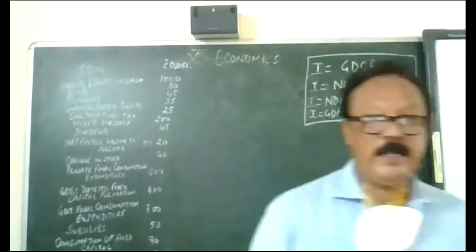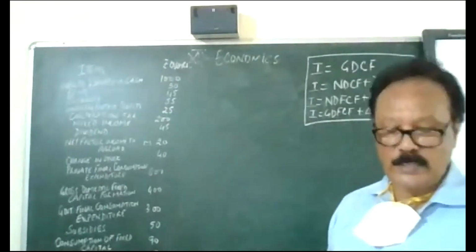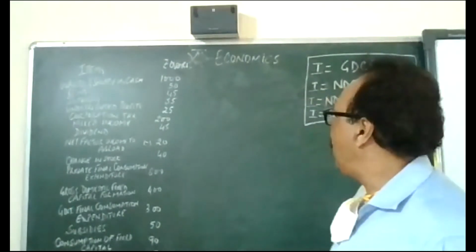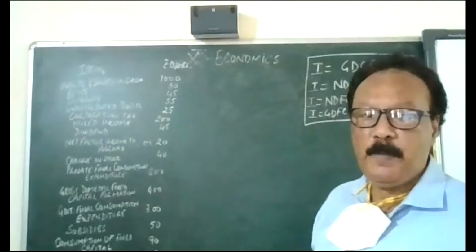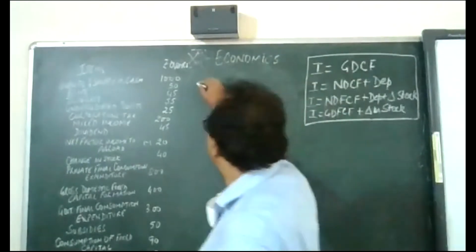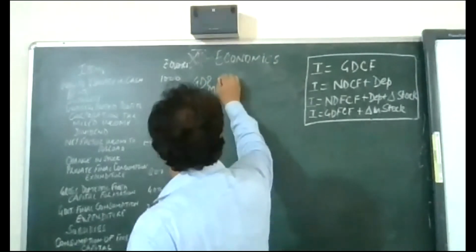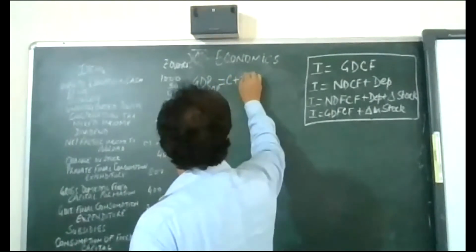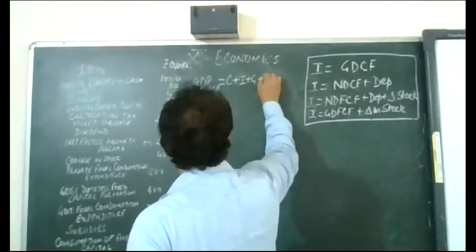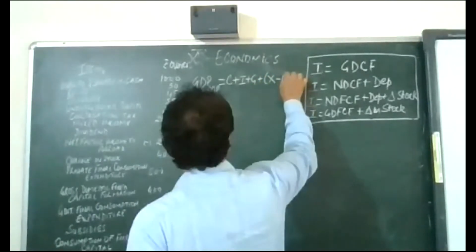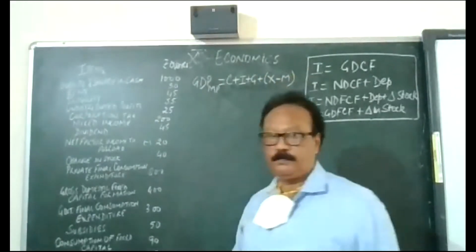Now, like I said yesterday, we have to calculate the national income. The first step is to calculate GDP at market price, which says C plus I plus G plus X minus M. So that is the formula given to you.